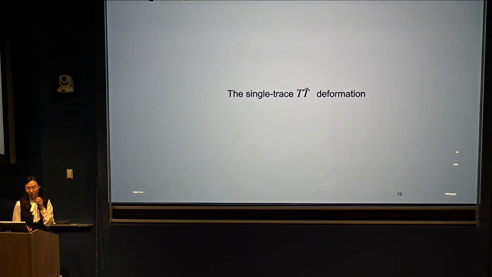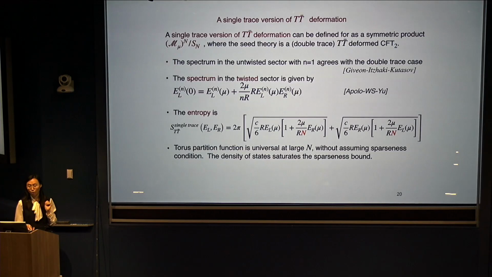So far, single trace TTbar is only defined for symmetric product CFTs. The story is that instead of making the symmetric orbifold using a CFT, the seed you choose is the TTbar-deformed CFT. So you first do ordinary TTbar to a seed CFT, and then you make this symmetric orbifold. You'll get a new theory.